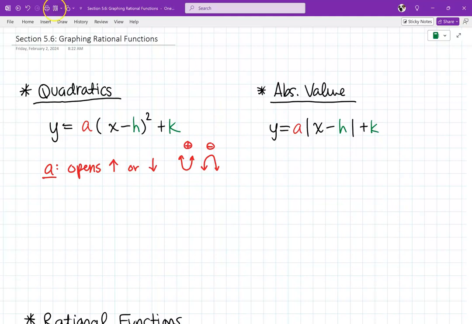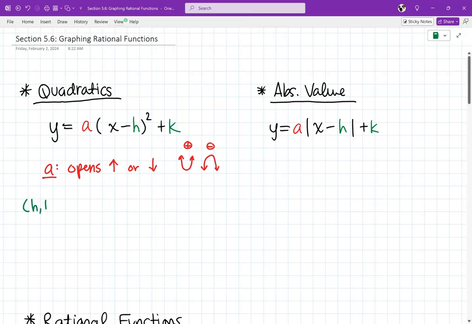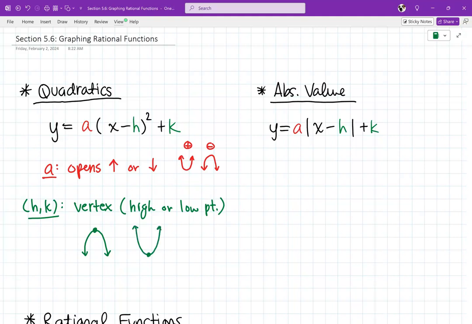And then HK, you guys remember what HK was? Well, that was our vertex. That was an important point, right? This was our vertex. So we can say it's the high or low point. Meaning if it opened down, the vertex was up here. If it opened up, then the vertex was all the way towards the bottom. So it's either a high point or a low point, and we got that by figuring out HK.